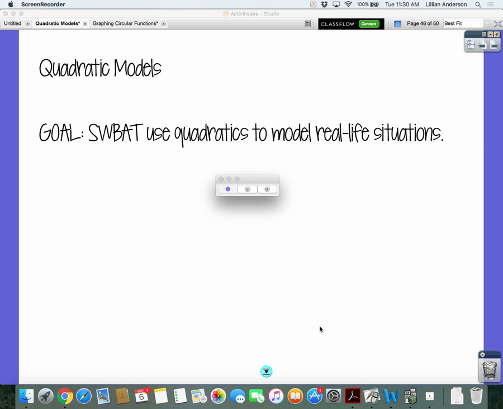So we are modeling quadratics using real-life situations and seeing how quadratics applies to it, okay? To be honest, it's more of, let's take a look at some examples, and then you'll start to notice patterns and trends on when you'll find the vertex, or when you'll find the x-intercepts, or when you'll find the maximum value or the minimum value, et cetera, et cetera.